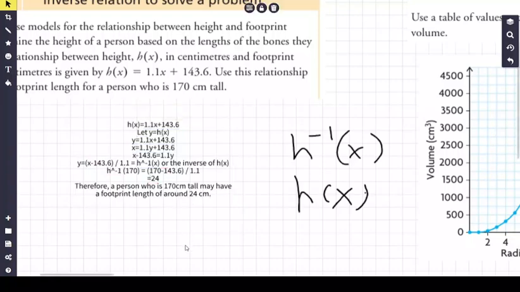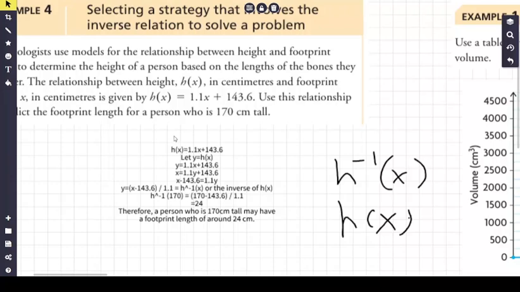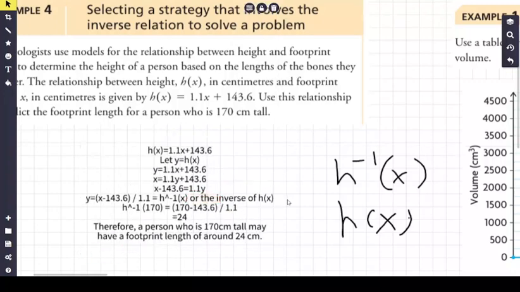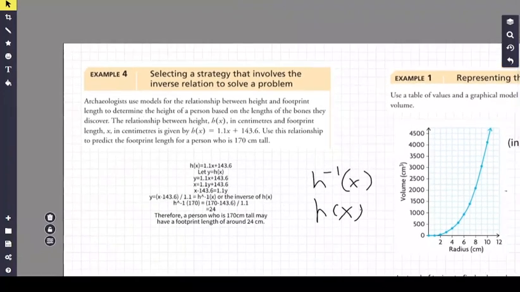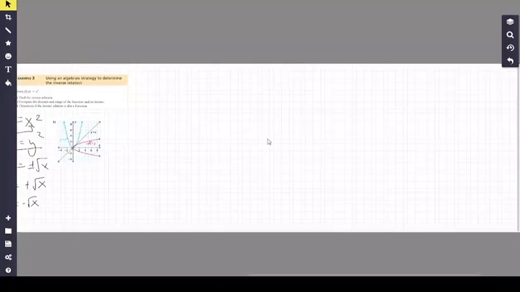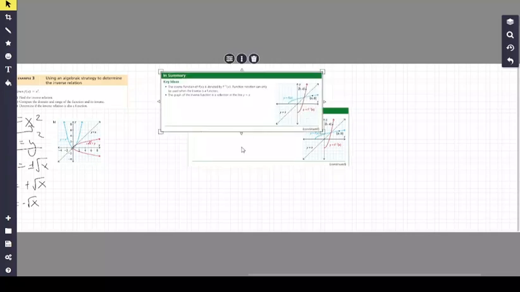Now, this would have been really simple as well if you just sub h of x equal to 170, and then you do 170 minus 143.6 divided by 1.1. However, we have to include inverse in there, not because it's super good, but because you need to know what inverse is. It's a mathematical concept that's going to come in handy when you do some university math, or even in calculus. You will be taking differentiation of inverse functions, and you just need to know what they are. I wouldn't say they are particularly useful, but you need to understand them. They are a crucial concept.